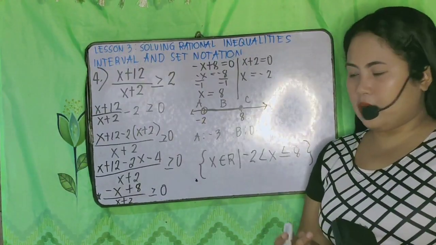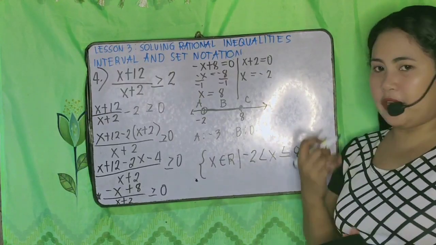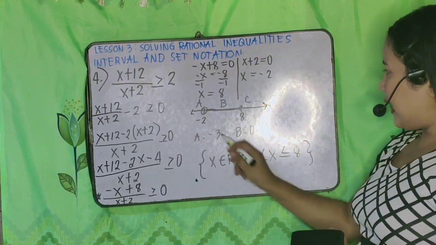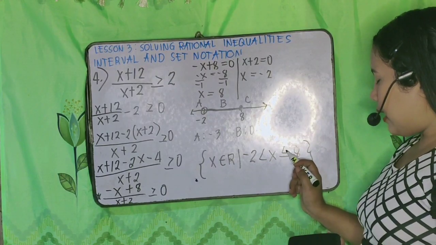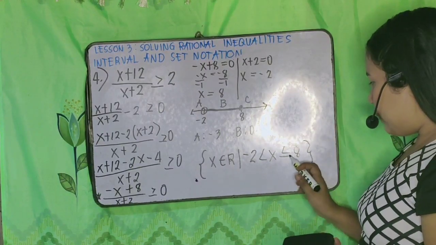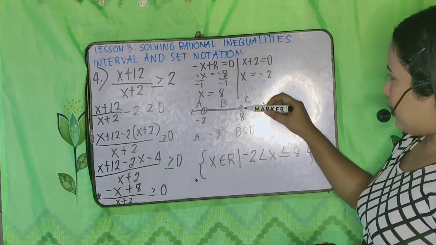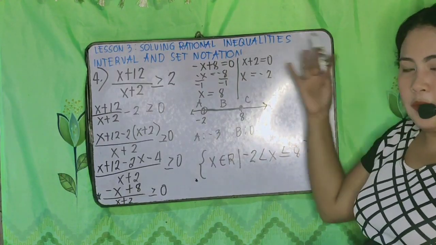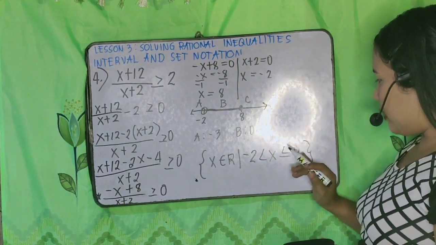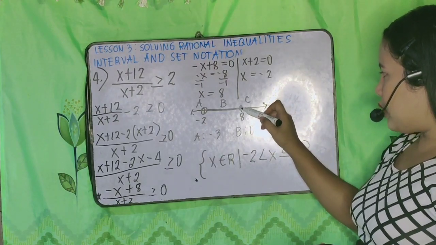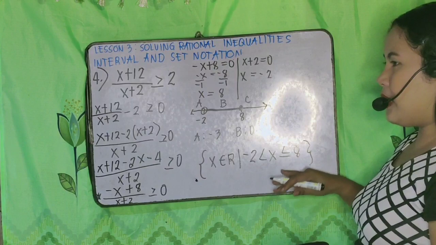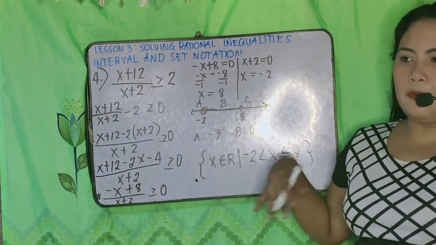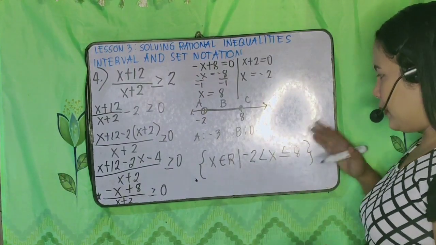Ito na po yung solution set natin or yung final answer natin. So, we have negative 2 is less than x, less than or equal to 8. Bakit po siya may equal? Kasi di ba yung 8, yung kaninang nasolve ko sa previous na natin na isolve is, sumakto din yung 8 which is naka-shaded circle. So meaning, kasabay po siya sa solution set natin. So ito na po yung solution set natin.